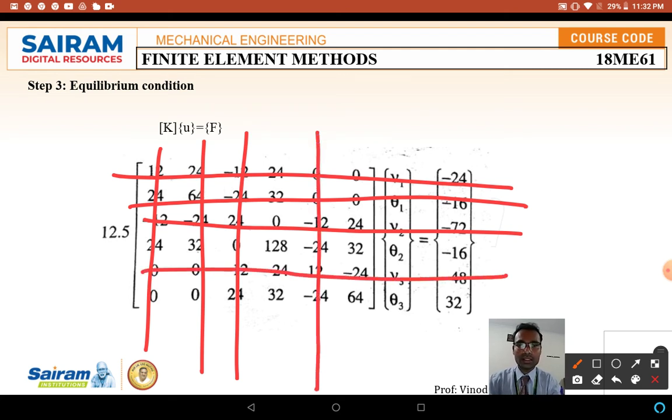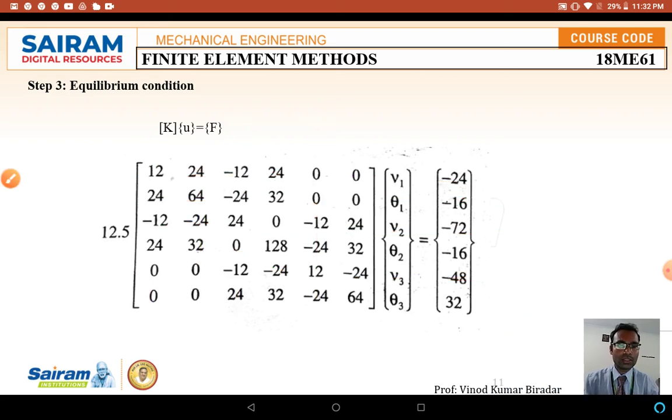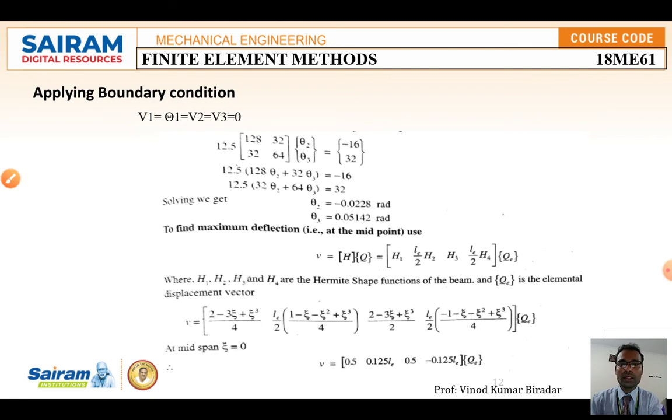Okay, so why I deleted here, because this is a boundary condition. In the question they have given, remaining you are going to get 128, 32, 32, 64, that is theta 2, theta 3. On simplification you are going to get theta 2 is equal to minus 0.0228 radian and theta 3 is equal to 0.0514 radian. Okay, so these are the displacements we calculated by applying the boundary condition.